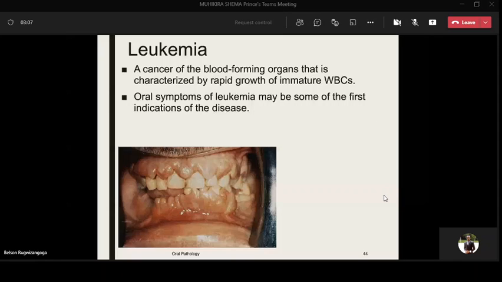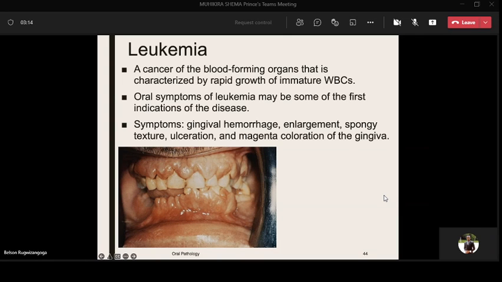That's why when I started, I said, when you see, for example, hyperplasia or swelling of the gums as in this patient, you should not say this is just a simple thing. You must think beyond what you see as a scientist and think that maybe this person has leukemia. Then you do the examination properly. The symptoms may be gingival hemorrhage. Yes, most patients with leukemia come with hemorrhage. Enlargement, spongy texture, ulceration, and magenta coloration of the gingiva.